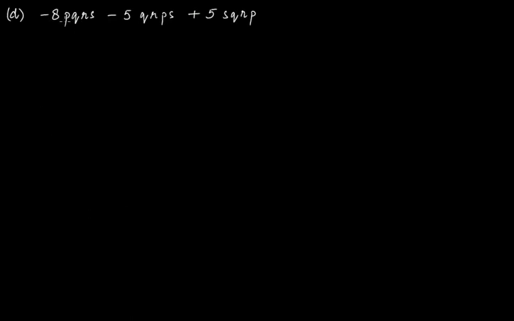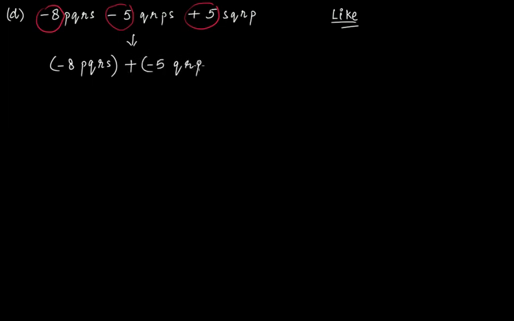In this case, you have minus 8pqrs minus 5qrps and plus 5sqrp. Let's check for like terms. Again, ignore the coefficients. If you want to write it in the form of, within the bracket minus 8 pqrs plus in the bracket minus 5 qrps plus 5sqrp, right? So we said that ignore this, and ignore this.